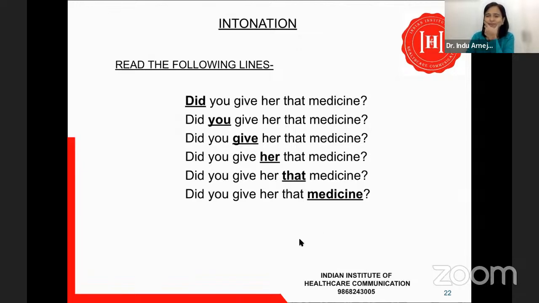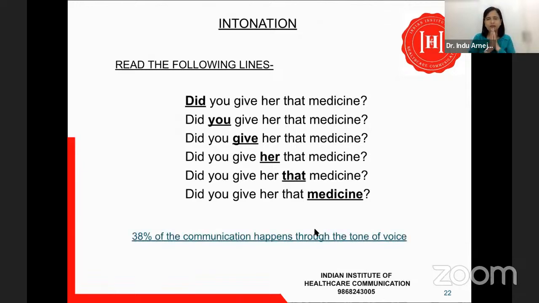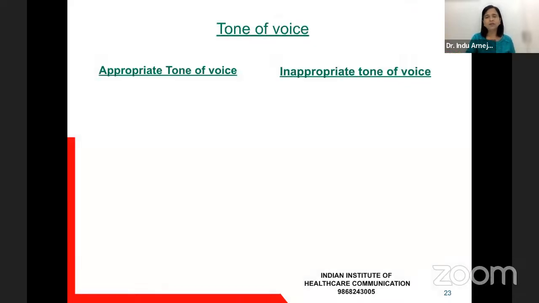Could you see that? And that's exactly what happens when we are communicating with people. So tone of voice has to be very carefully put into action. A lot of time when the tone of voice is inappropriate, that itself can be a reason for conflict and aggressive reaction. So what tone of voice is inappropriate?